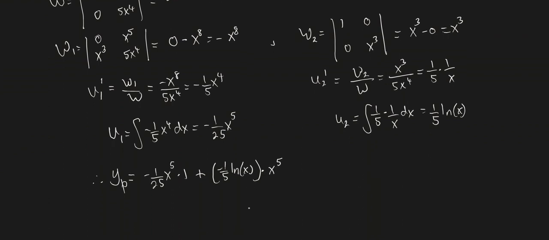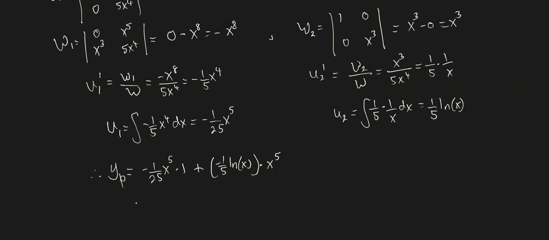So we end up having something pretty interesting. Let's just write it as negative 1 over 25 x to the fifth plus 1/5 x to the fifth natural log of x. So that's our particular function.